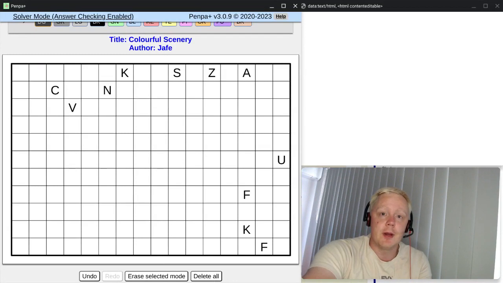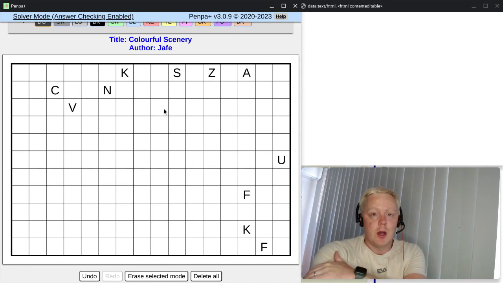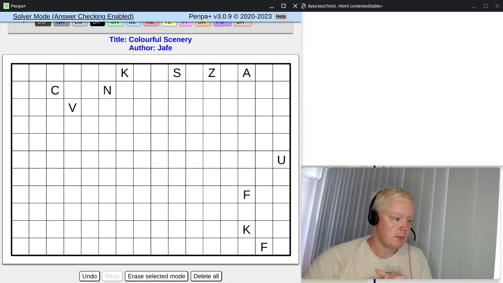Today's episode is number 41 and it's titled Colourful Scenery. Today we have what we have on the screen right now, and it's a Word Nurikabe puzzle. If you don't know what that is, please do stick around and find out. And if you are very familiar with that, well, I guess you stick around as well.